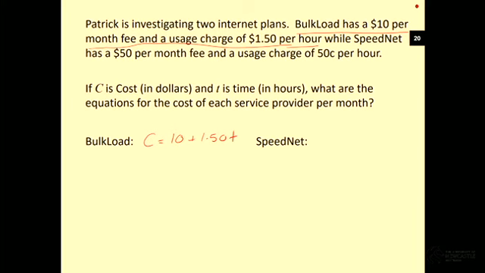Okay? You may or may not have an initial cost. Some other internet provider might charge $2 per hour, but no initial cost. So, yeah, we could do that. We just wouldn't have a y-intercept. It'll be naught. This is that. SpeedNet, well, it's only $50 per month. Usage charge of 50 cents per hour.